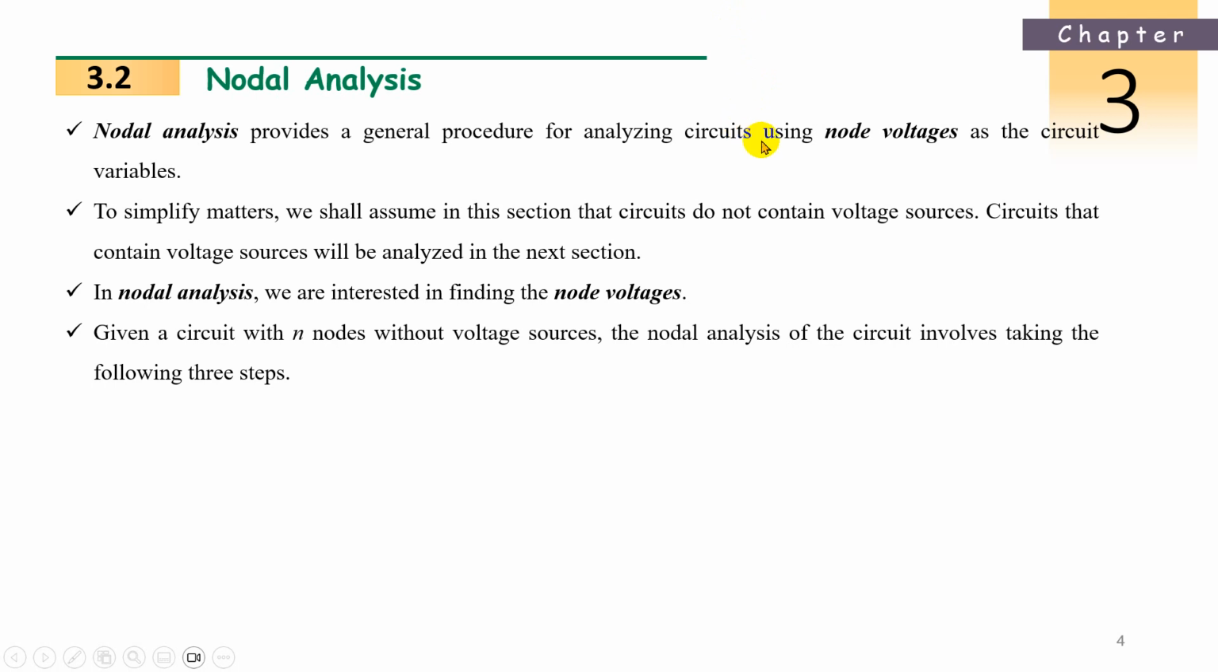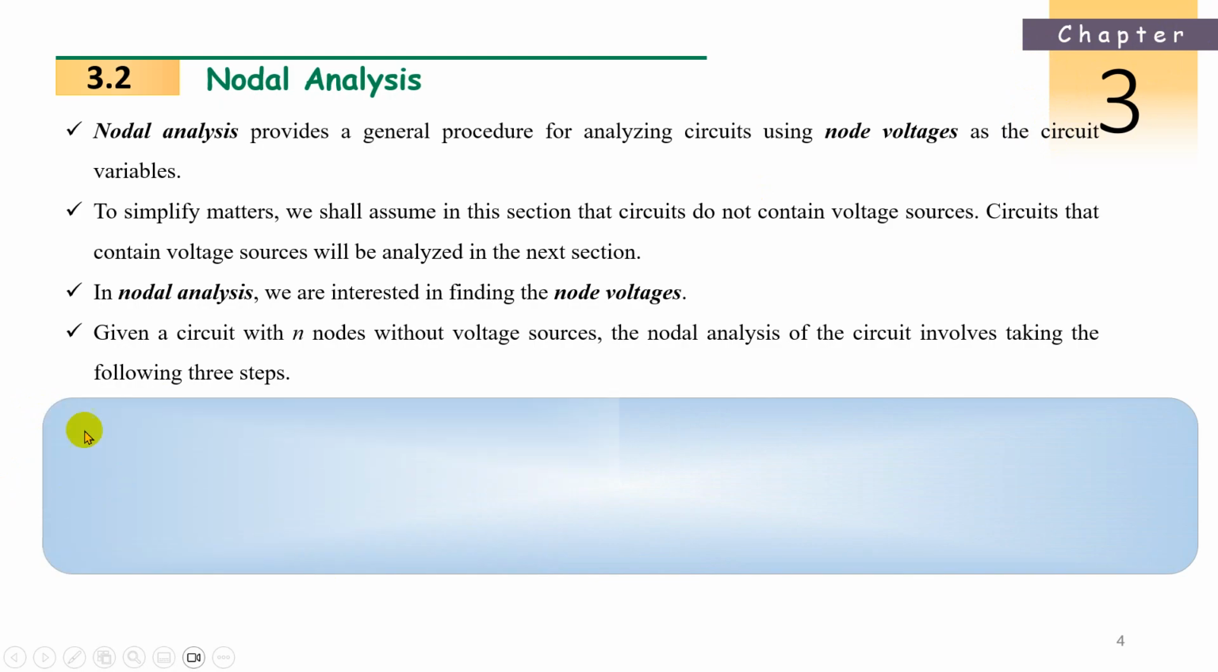So how many nodes remain? If there are n nodes, one node is always the reference node, zero node or ground node, so the remaining nodes are n minus 1. For those n minus 1 nodes we need nodal voltages or Kirchhoff's current law equations. So we are solving only n minus 1 nodes, not n nodes.